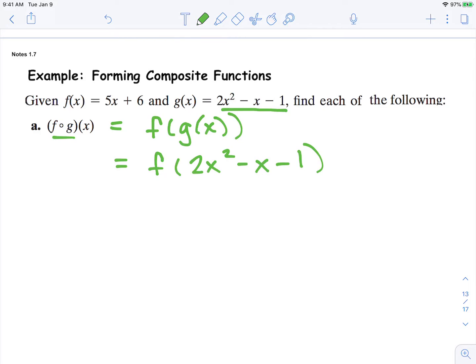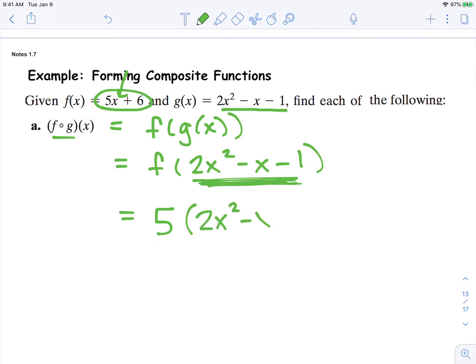Now it's saying take the f function and evaluate it for the g of x. So we're going to go up into this function, and we're going to replace that x with 2x squared minus x minus 1. So here we go. We're going to take the 5, replace that x with 2x squared minus x minus 1, and then we still have plus 6. So this right here is our g of x function.